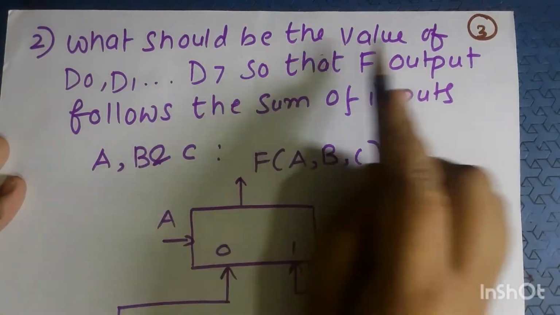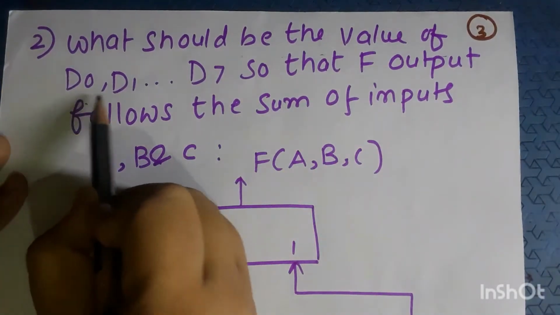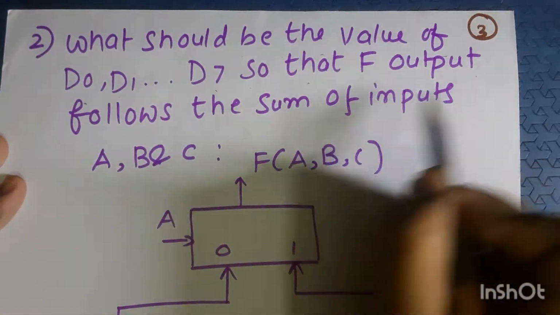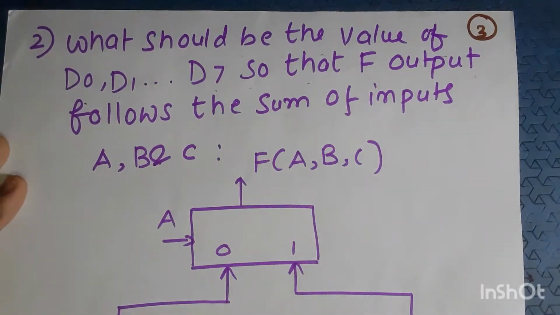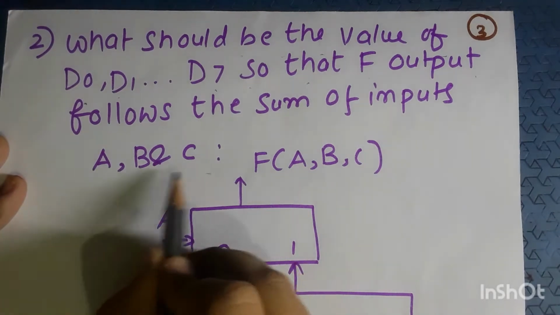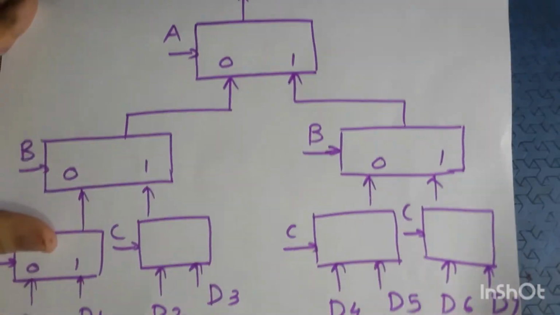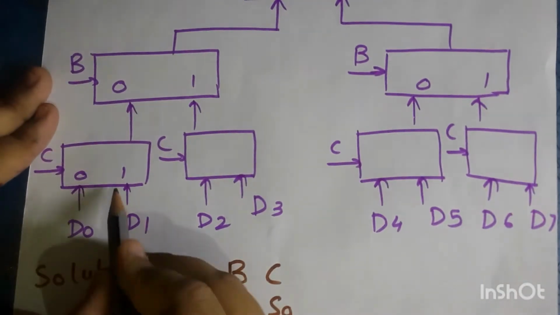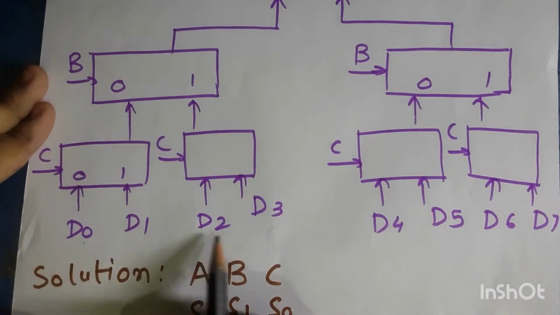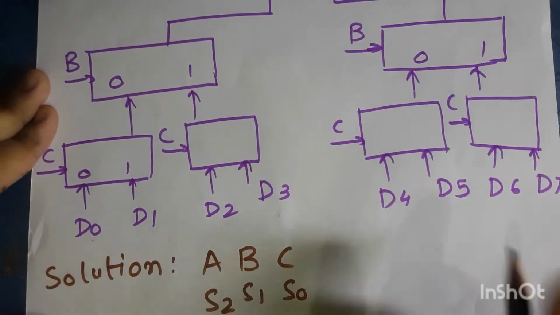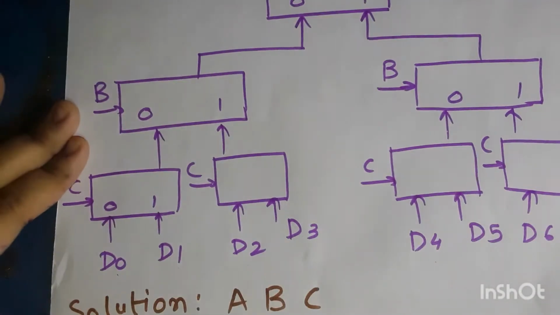What should be the value of D0, D1 to D7 so that the F output follows the sum of the inputs? A, B, C are the inputs and F is a function of A, B, C. Here you see the picture. D0, D1, D2, D3, D4, D5, D6, D7. These are the inputs.